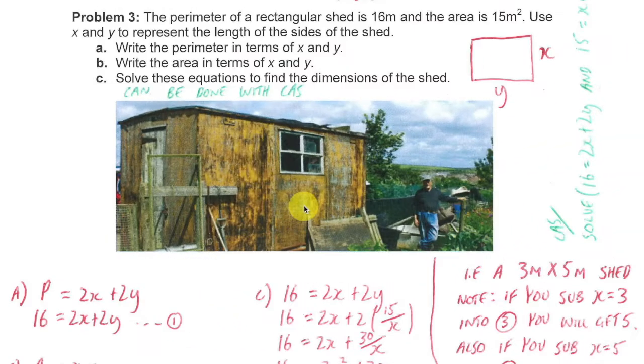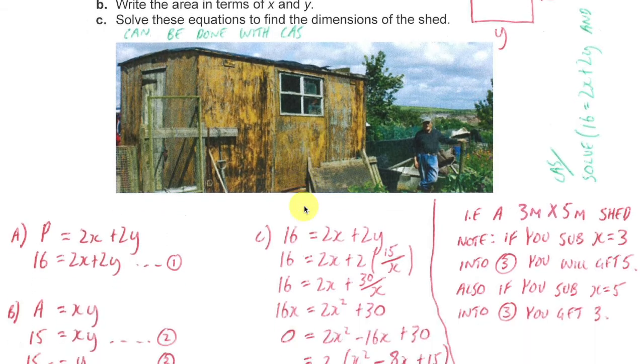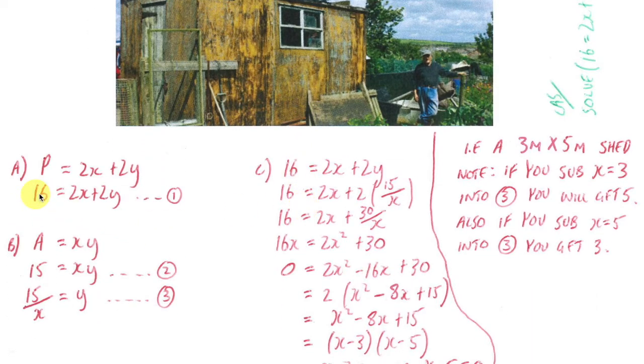A little bit further with this problem 3, let's look at how we can use our CAS. And it's based on two main equations. I'm going to be using the perimeter equation, so 16 equals 2 lots of x plus 2y. And I'm going to be using the area equation, so 15 is equal to x times y.